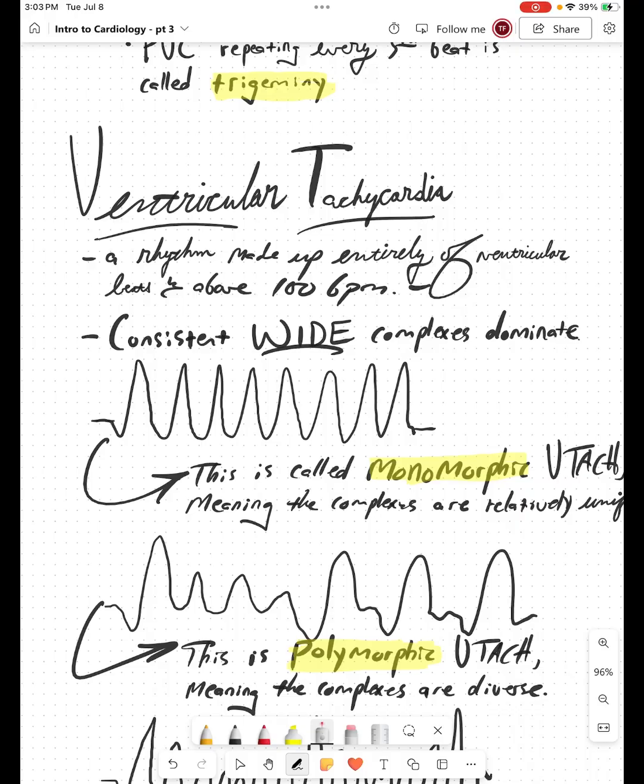So we have a rhythm made up entirely of ventricular beats. It's above 100, and it is consistently wide. An example of this would be right here. This is ventricular tachycardia. This is what is referred to as monomorphic VTach, meaning it is of the same origin. So these beats are originating in the same place or the same places, and so the complex has the same or similar morphology, monomorphic.